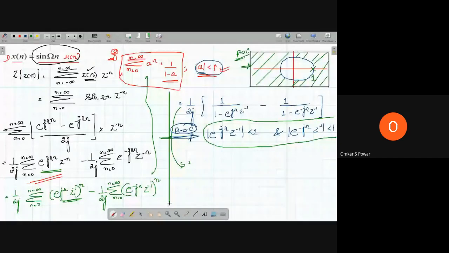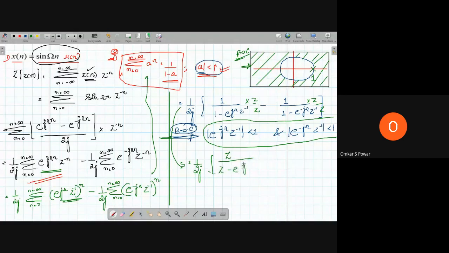If you observe this one, I can multiply the numerator and denominator by z because z to the power of minus 1 is there. So this one I can further write as, multiply numerator and denominator by z. So you can express it as z by z minus e power j omega, minus z by z minus e power minus j omega. So now it is your duty to further simplify the things.